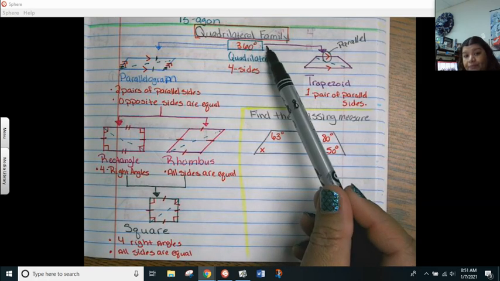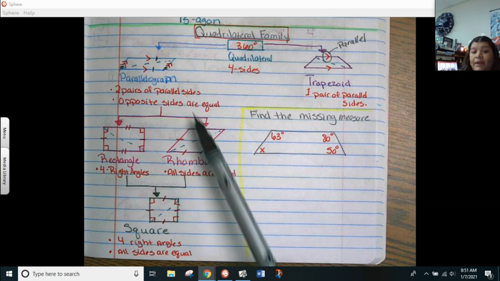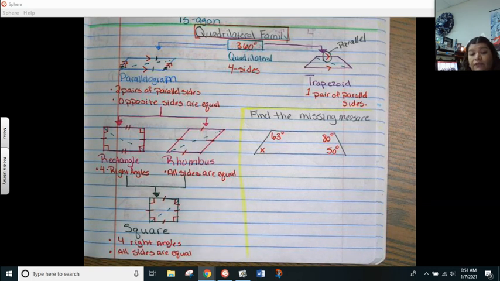It is a quadrilateral. It is also a parallelogram, but the better name for this figure would be a rhombus, okay? Go ahead and copy that down. And let's go to the next one. His brother over here, okay?